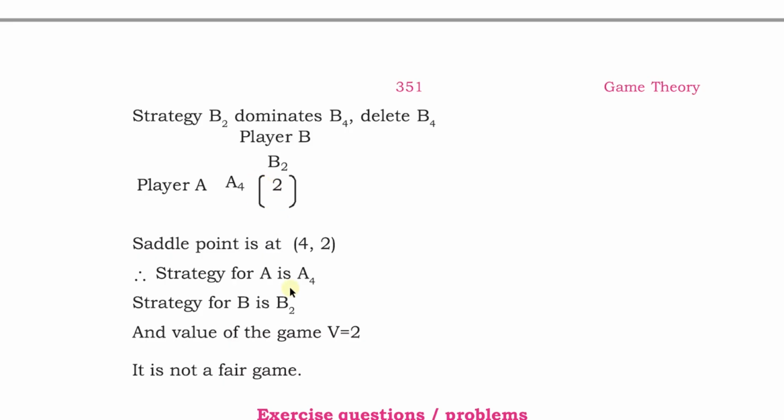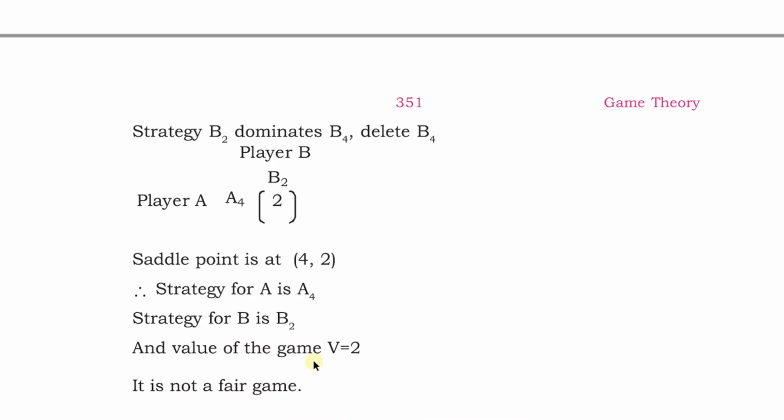Since it is not a 0 here, it is not a fair game. If it is a 0, then you have to write that it is a fair game. If it is any number other than 0, then it's not a fair game. So this is how you solve a game theory problem using dominance principle.